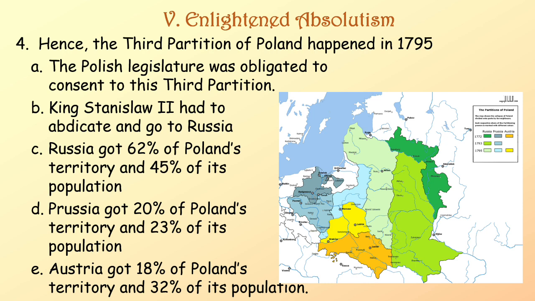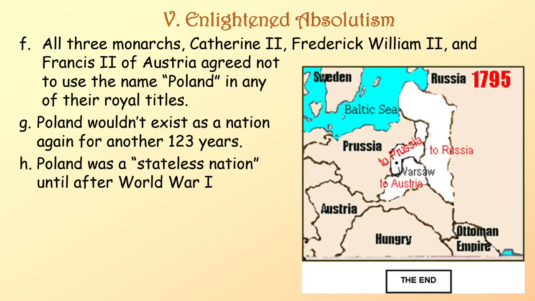The Polish legislature was obliged to consent to this third partition. King Stanislaus II had to abdicate and go to Russia. Russia got 62% of Poland's territory, 45% of its population. Prussia got 20% of Poland's territory and 23% of its population. And Austria got 18% of Poland's territory and 32% of its population.